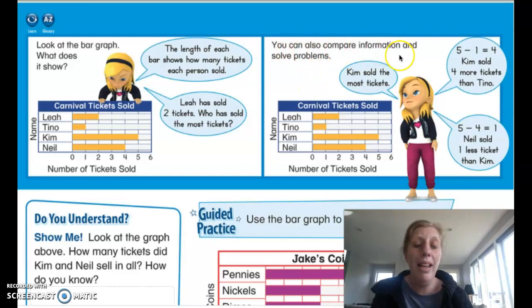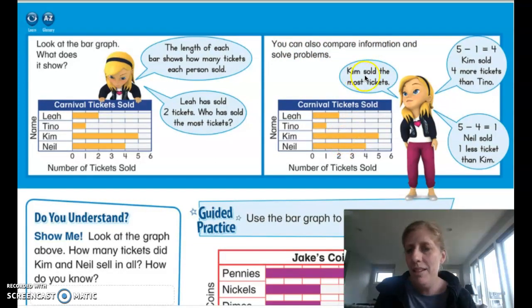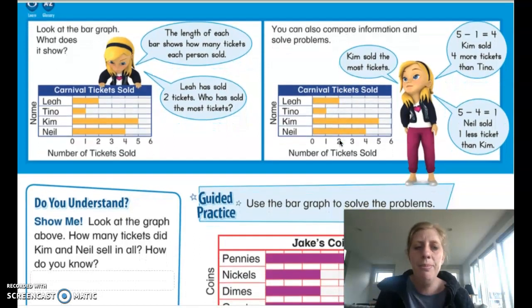You can also compare information and solve problems. Kim sold the most tickets. 5 minus 1 equals 4. Kim sold 4 more tickets than Tino. I said Tina before. I thought this was a schwa A, but it's an O. Right? Yeah, an O. Tino. So we can tell that she sold 4 more because 5 minus 1 is 4. Okay, so you can also compare data.